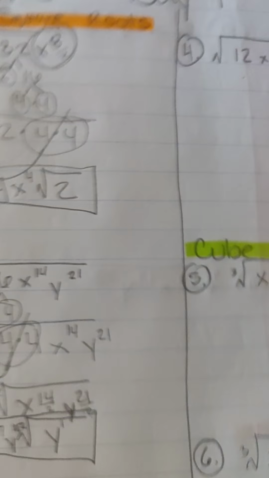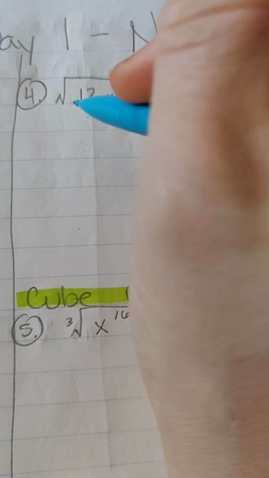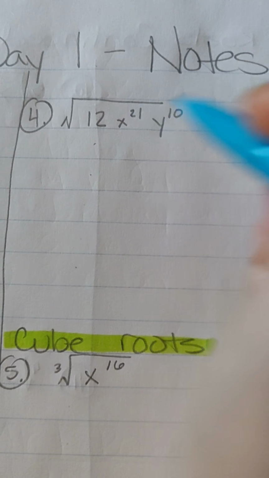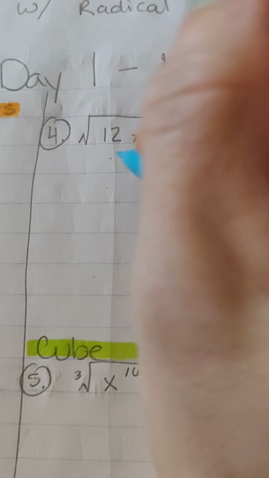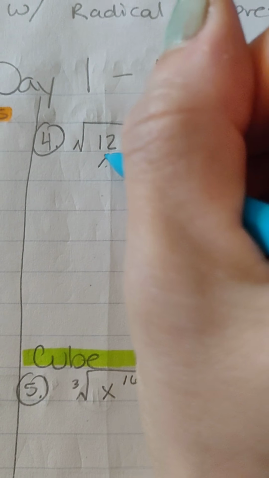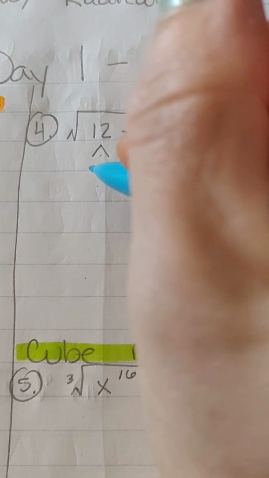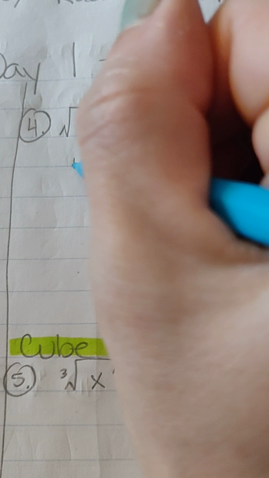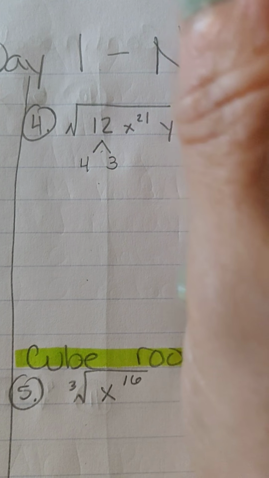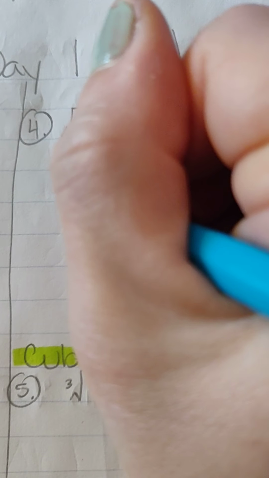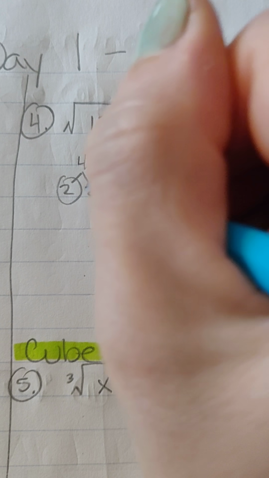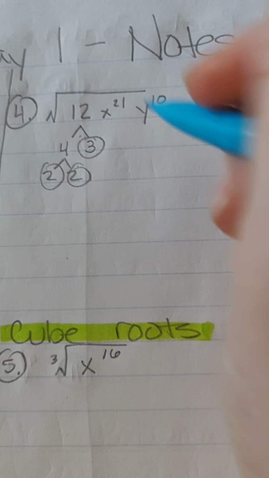Okay. Moving on to number 4. 12. I gotta make sure I can see my work and not look at the screen. Here we go. All right, 12 breaks up into 4 and 3, or 2 and 6, whichever. I'm gonna use 4 and 3, and then 4 breaks up into 2 and 2. So I've got 2, 2, and 3.